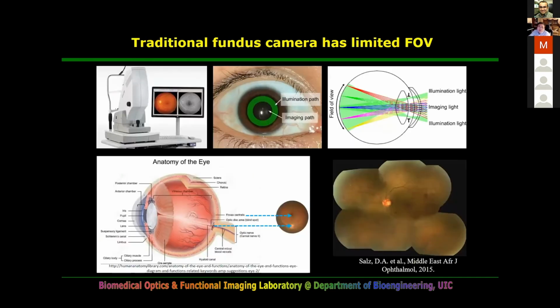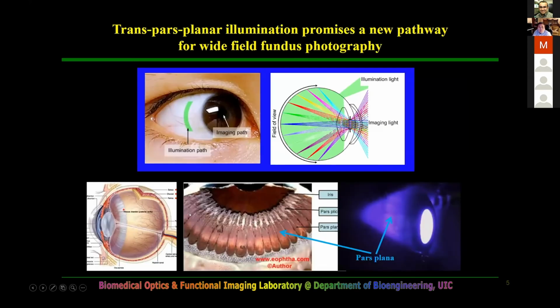One challenge for retinal imaging is the limited field of view, because in a traditional fundus camera, both the illumination light and image light are delivered through the pupil. That limits each image to a small portion of the retina, but the retina covers from here to here, more than half of the eyeball. In principle, it is also possible to deliver the light from outside of the pupil, from the scleral area called the pars plana. This area provides relatively better optical transparency compared to other scleral regions.